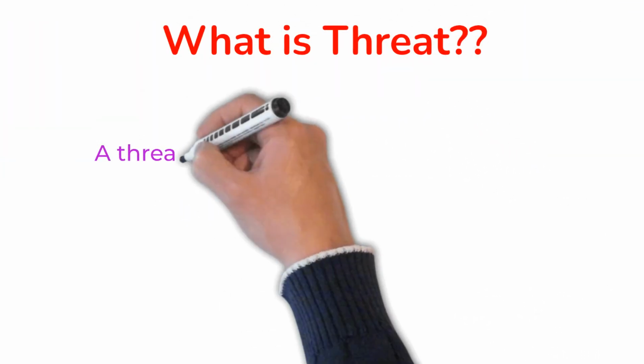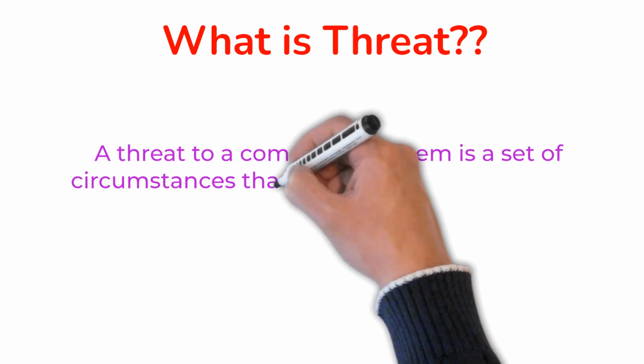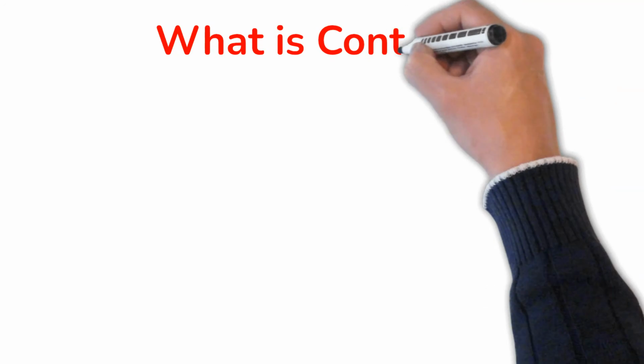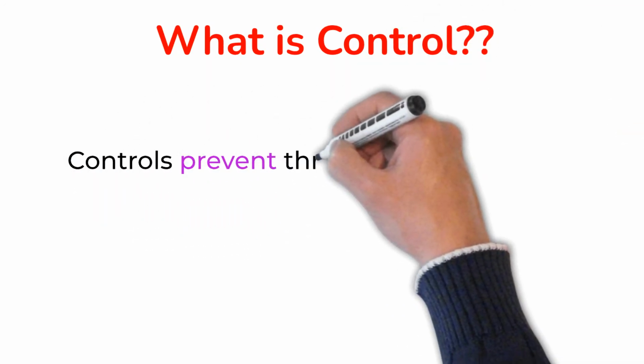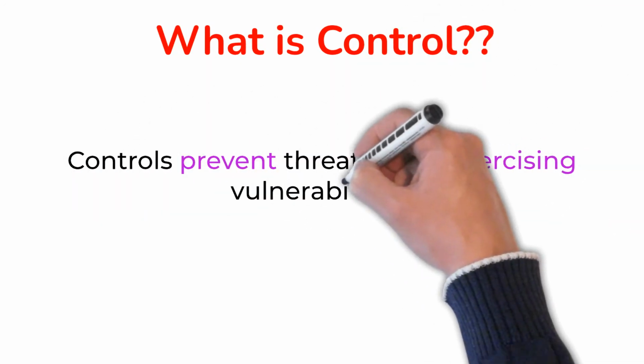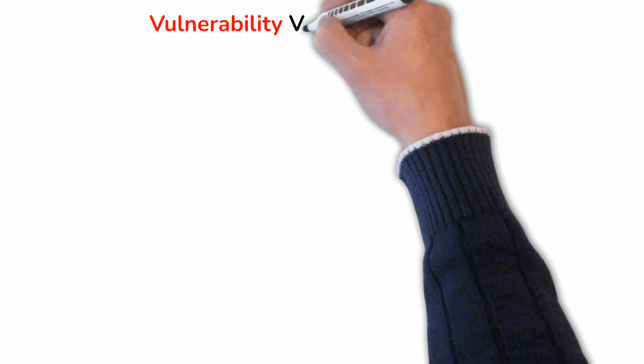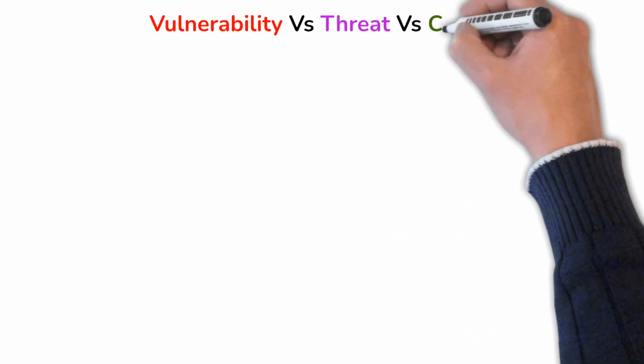Threat can be defined as a set of circumstances that has the potential to cause loss or harm. We can think of a relationship between the 3 terms as follows. Controls prevent threats from exercising vulnerabilities. Let us understand the 3 terms with the help of an illustration.